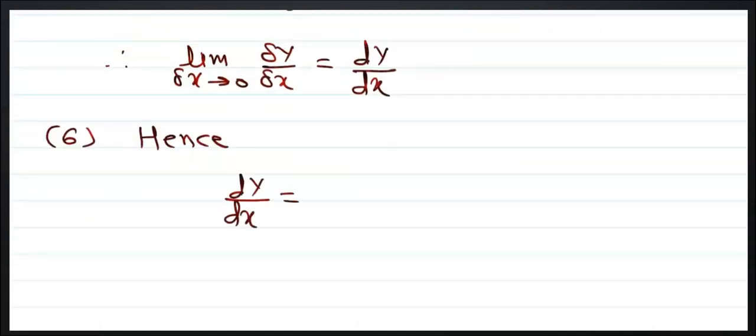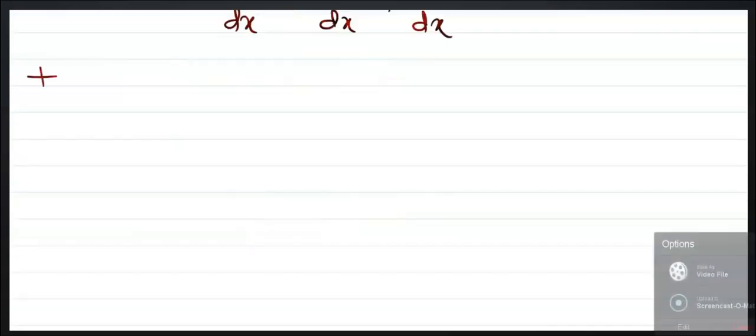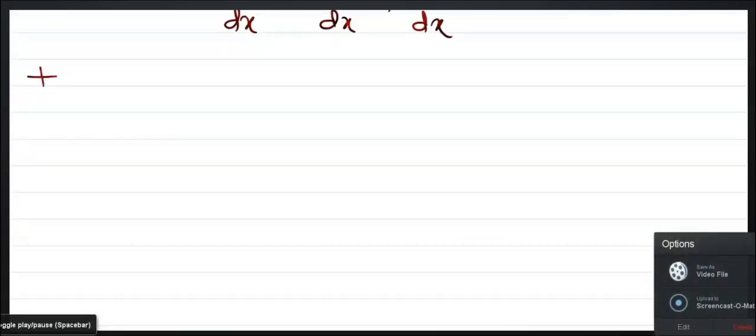Hence, dy by dx is equals to du by dx plus dv by dx. हे रूल तुम्हाला लक्षात ठेवण्यासाठी 2-3 वेळा तुम्हाला ते लिहावे लागतील आणि मगच तुमच्या ते लक्षात येतील.